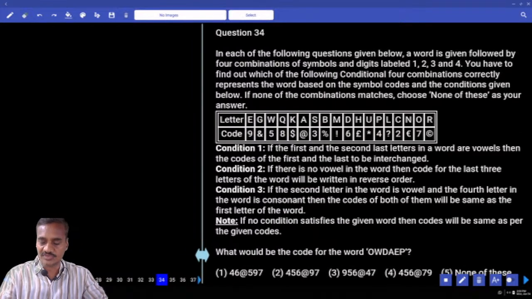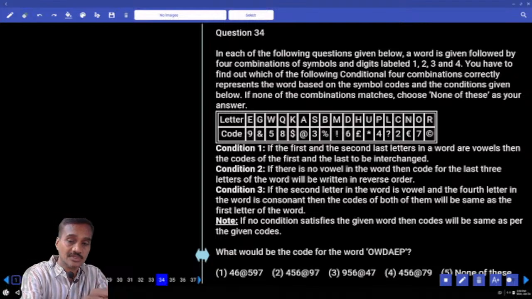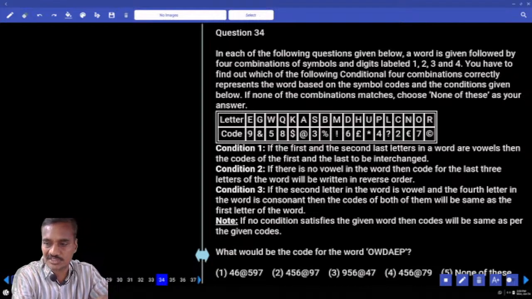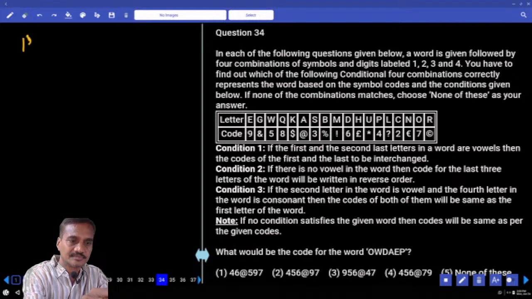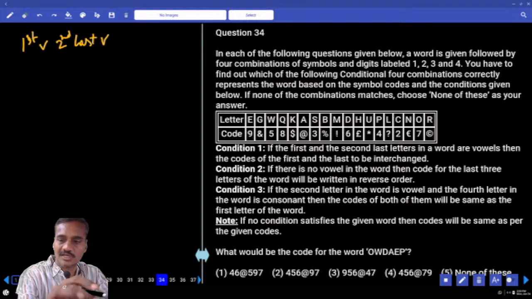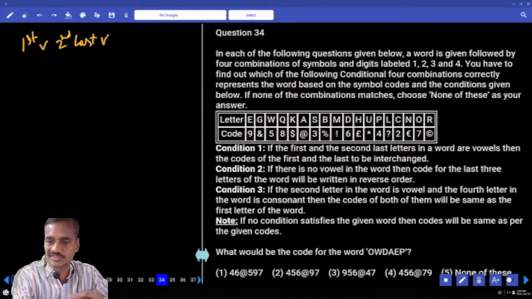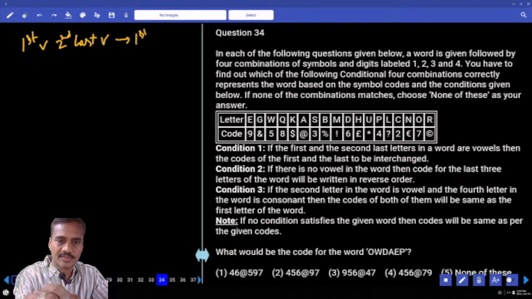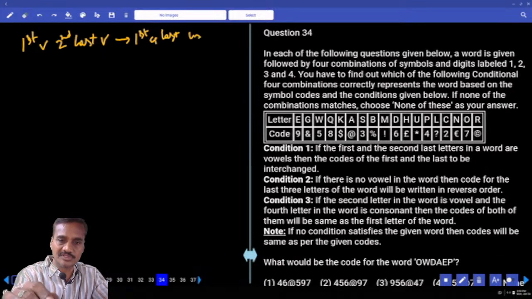Then coming to the first one, now condition based. How many conditions were given? 3. Now the first condition: the first and the second last letters in the word are vowels. So first is a vowel, and second last is a vowel. Then the codes of the first and the last are to be interchanged. Which two must be interchanged? First and last. Interchange or swapping come under the same category.